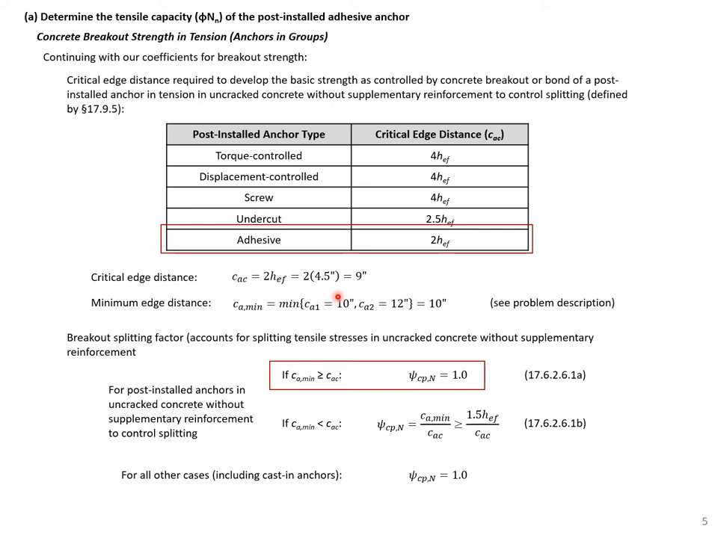Our minimum edge distance is the minimum of the 10 inches and 12 inches, so 10 inches here. And we can see then that our c_a,min is greater than c_ac. So we'll have a breakout splitting factor here of 1.0.